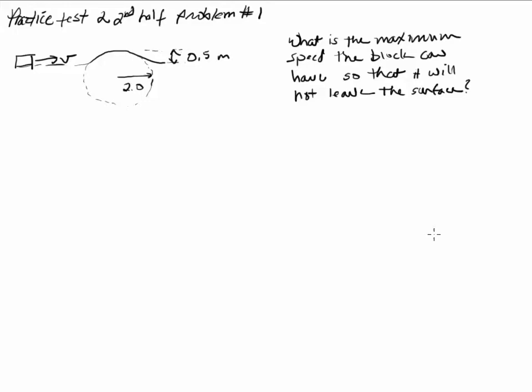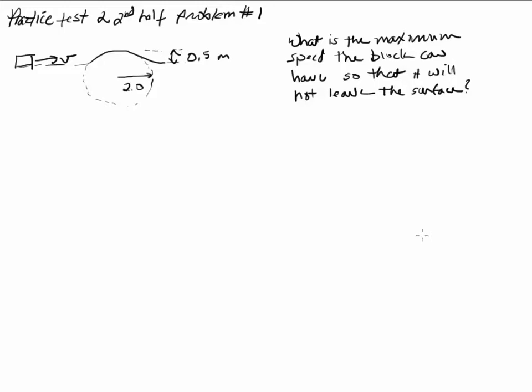We have a block incident on a bump at speed v. As it goes over the bump, it rises 0.5 meter. It is on a circle. The bump has a circle of radius 2 meters. The question is, what is the maximum speed the block can have so that it will not leave the surface?